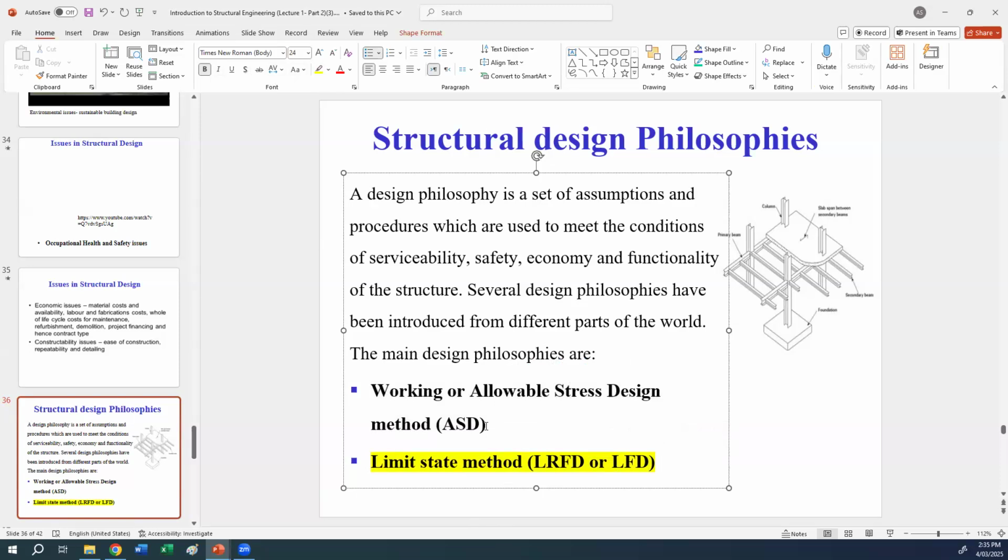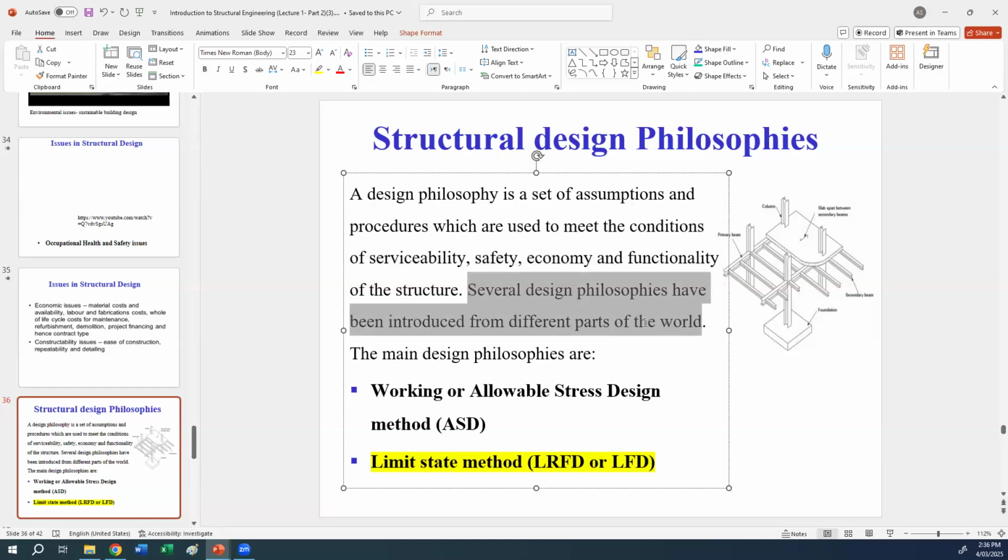Before, for example in the 80s, 90s, and early 2000s, they were using the working or allowable stress design. After that, they started using the limit state design method. A design philosophy is a set of assumptions. These assumptions were set by designers and standard committees and so on, and are used to meet the conditions of self-stability, safety, economy, and functionality of the structure.